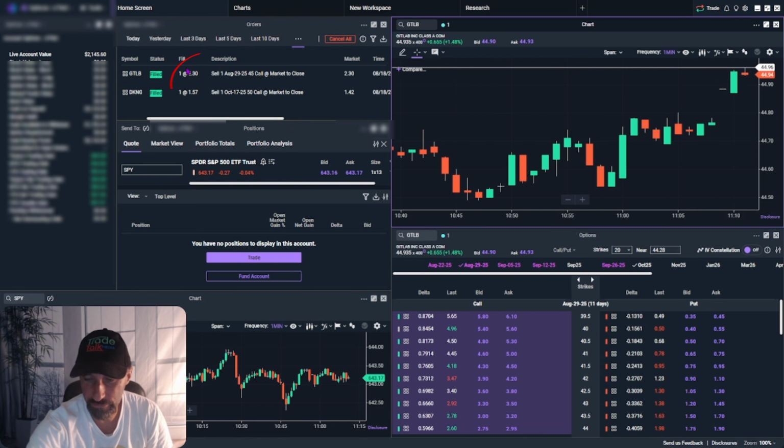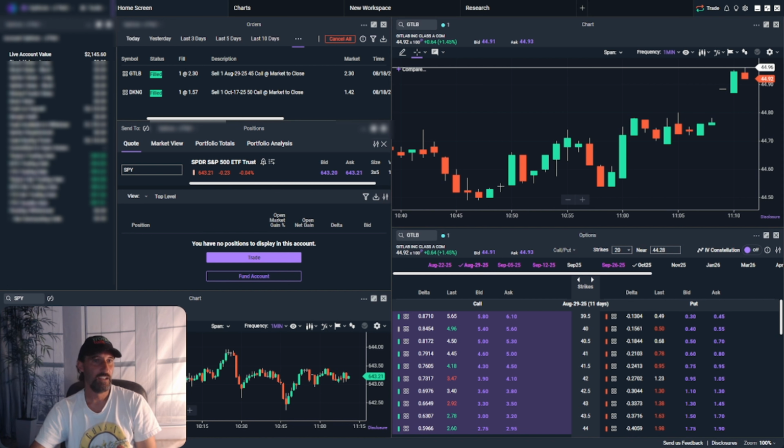The entry for this one was 175. So what percentage is that? We'll pull up the calculator. Again, the calculator isn't showing on the screen, but 230 from 175. This is a 31% gain.